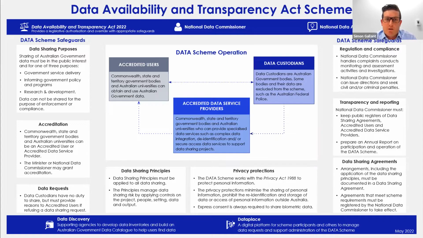Accredited users is the second role created by the scheme. Any Australian government body with those exclusions, any state and territory government body, and all Australian universities can become accredited users under the scheme. Australian university, under the definition of the Act, is a university that is created by a Commonwealth, state or territory piece of legislation and is registered as an Australian university on the TEQSA list of organisations.